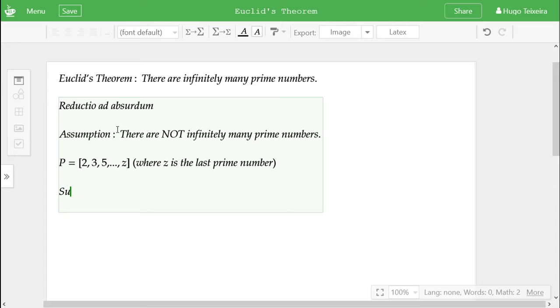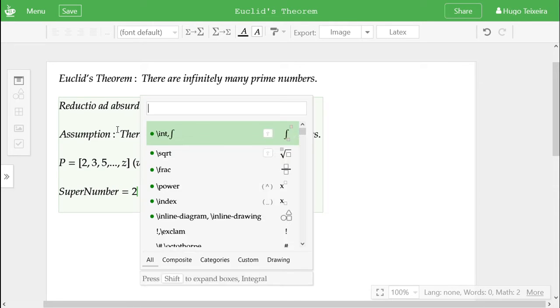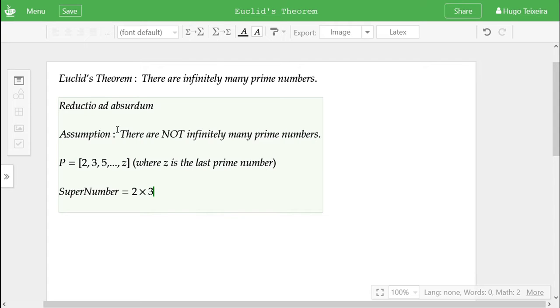Now, let's create a number and we'll call it supernumber. That will be the product of all prime numbers, and then we'll add 1. So, supernumber is 2 times 3 times 5 times, and so on, till times z, plus 1. That's our number.